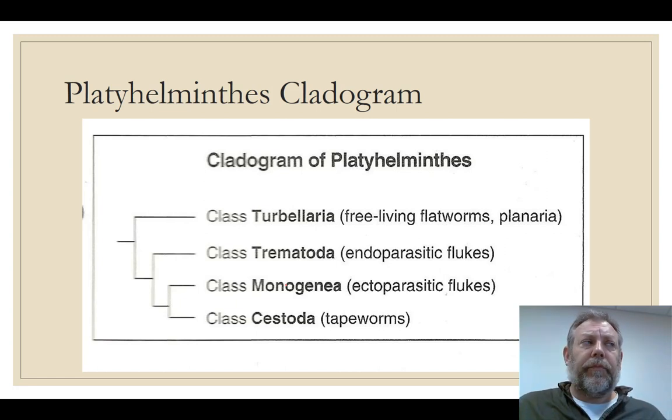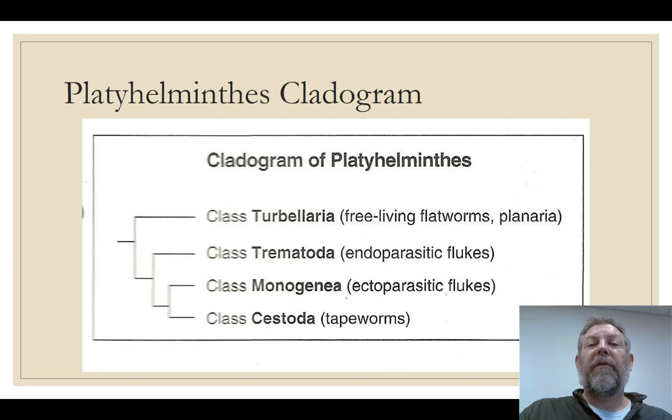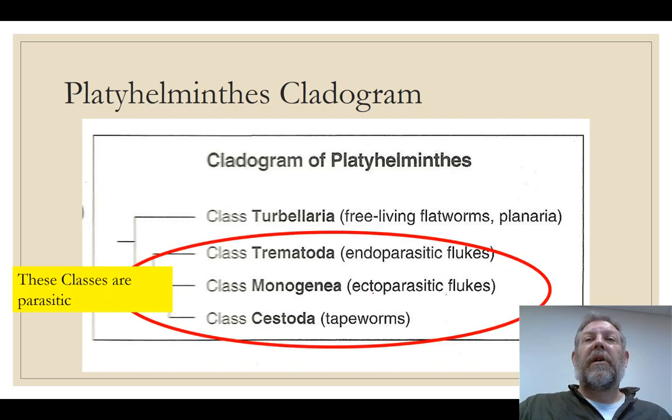If you look at these different classes, you see the first one, Turbellaria. These are free-living organisms. They're not parasites. These are also called the planarians, and this is what we're going to look at in lab. The other classes are not free-living. They're all parasitic, and they depend upon another organism for their life cycle. These are important because they can cause some diseases in humans and vertebrates and livestock.